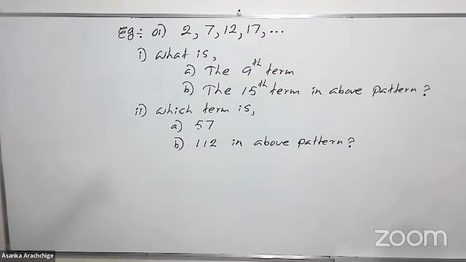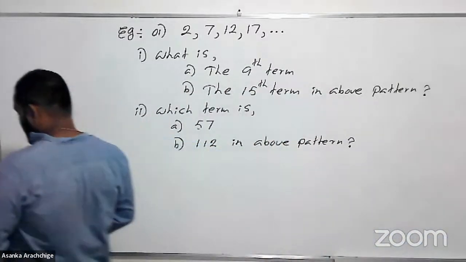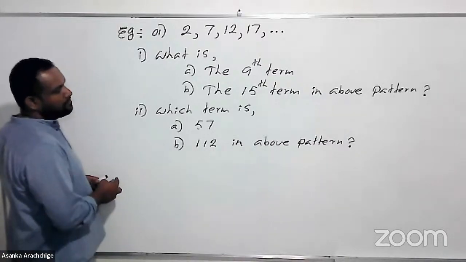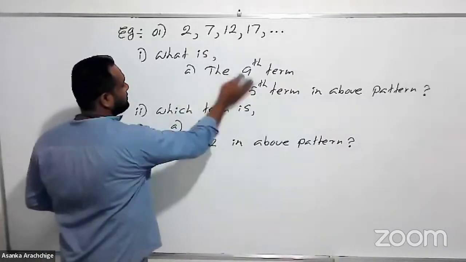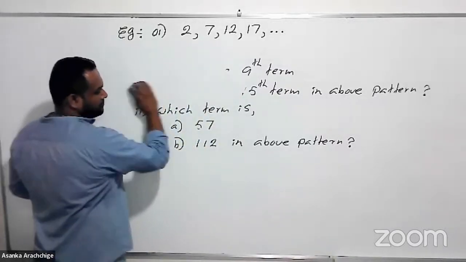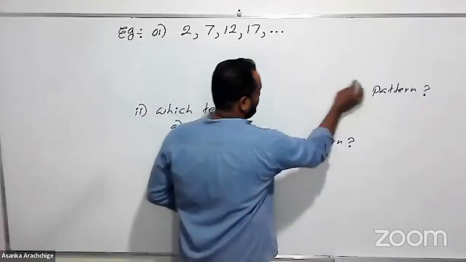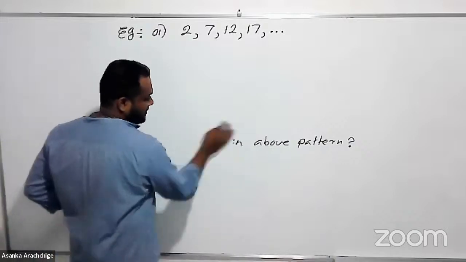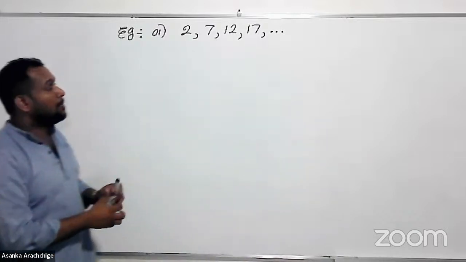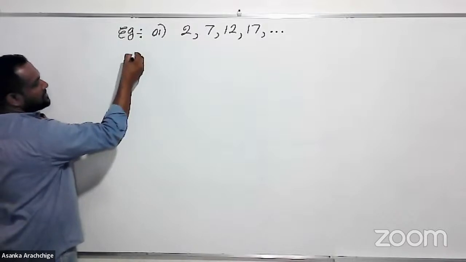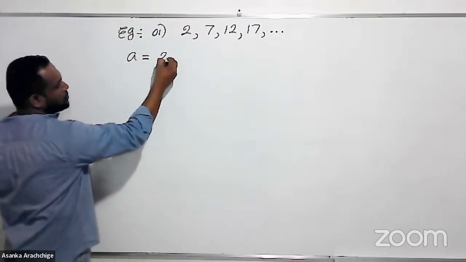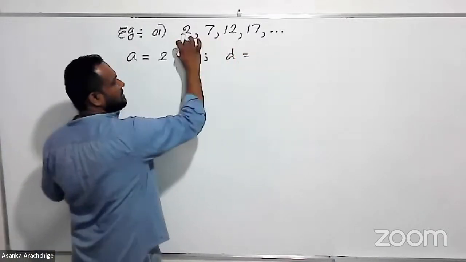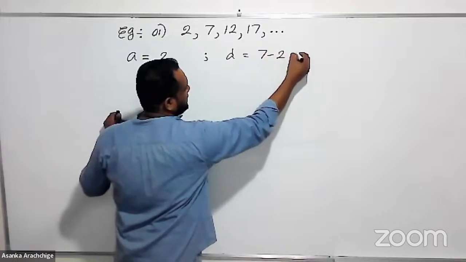Okay. Now listen, let me explain the way of solving the first part of this question. The 9th term and the 15th term. So first you need to identify the first term and common difference. First term a is 2, the common difference d equals 7 minus 2, which is 5.